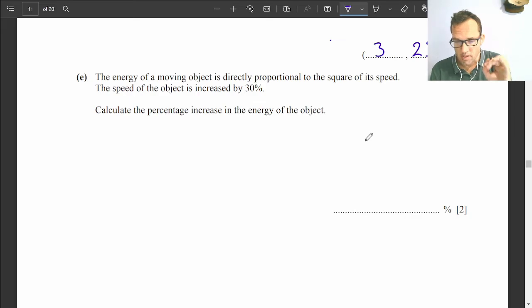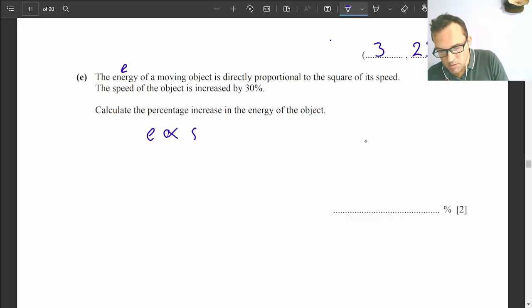Question 6e, another little challenge. Let's write this down. The energy, let's call it E, of a moving object is directly proportional to the square of its speed. So in mathematical language, we will write the energy is proportional to the square of its speed. It will look like that. That's the proportion sign.